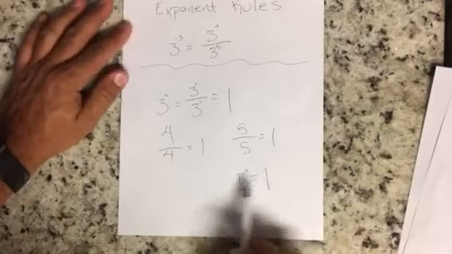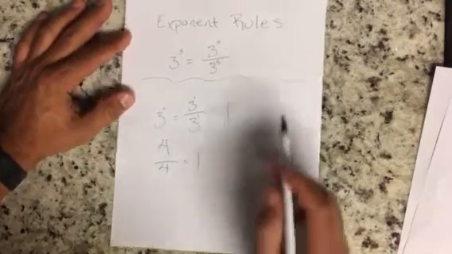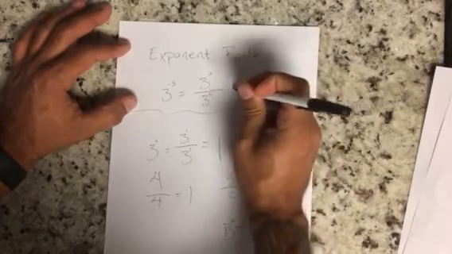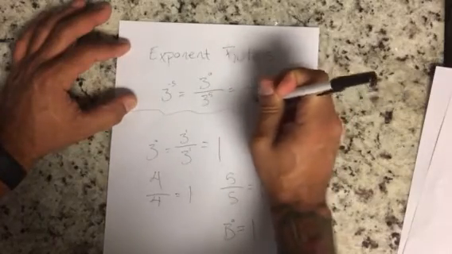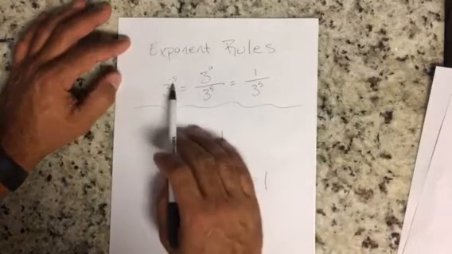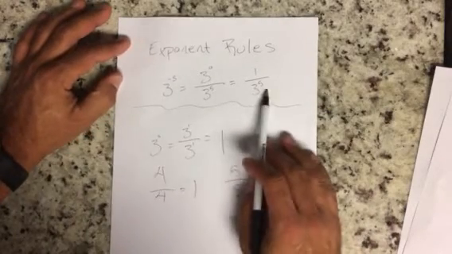Okay, so that's one of the main things that we need to have here. So going back up to what I did at the start, if 3 to the power of 0 is 1, that means that I have 1 over 3 to the 5th. Which means if I have a negative exponent, I'm going to put it on the bottom of a fraction.